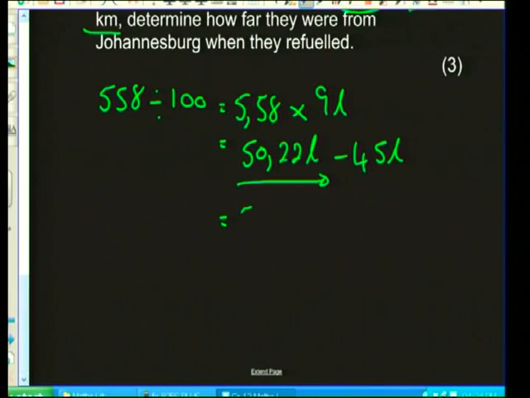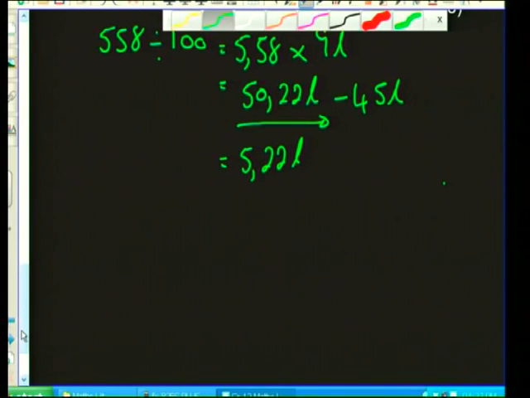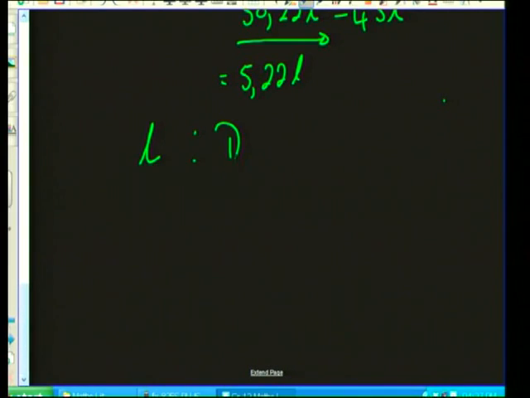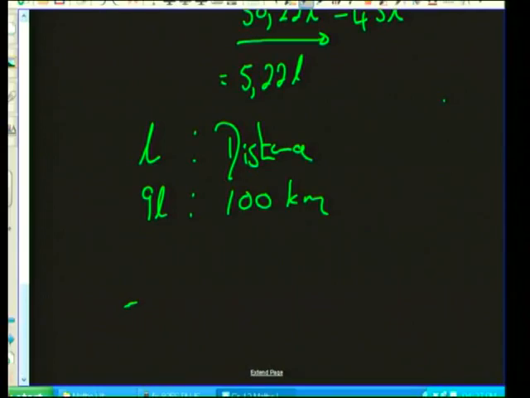So that's going to leave me with 5,22 litres. Okay, so now we know they've only got 5,22 litres worth of petrol left to get to Joburg. Now, folks, do you remember, and I'm going to write it out like this, I'm going to say litres to distance. Right. And do you remember we said that 9 litres got them 100 kilometres? Okay? So every 100 kilometres they travelled, they used 9 litres. Now we want to know, well, how far are they going to go with 5,22 litres?